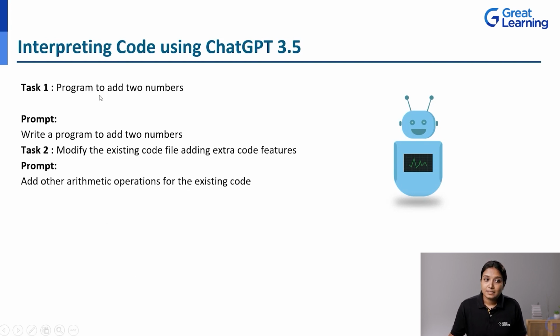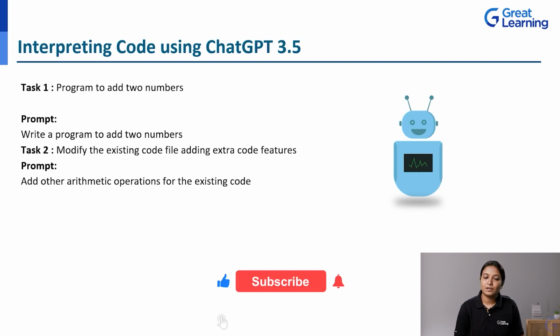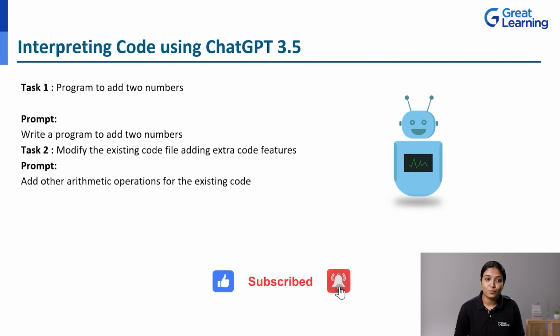So the first task is to have a program which adds 2 numbers, right? Obviously, it has an addition operator and 2 different operands, adding 2 plus 3 or 5 plus 6, depending. We are doing a normal addition. Task number 2, we modify the existing code and ask for extra features, anything we can add to that code. I am thinking that we can do a set of arithmetic operations: addition, subtraction, multiplication, division. Let's see what ChatGPT will suggest to improvise our code, right?